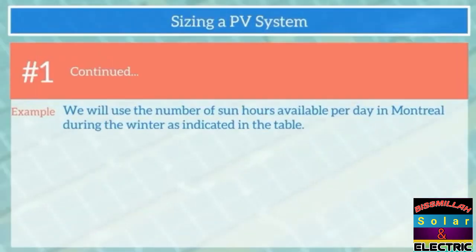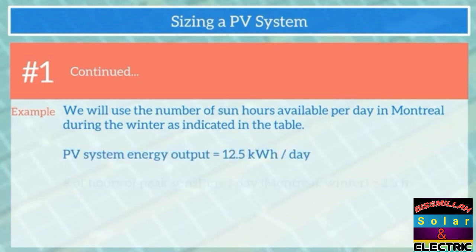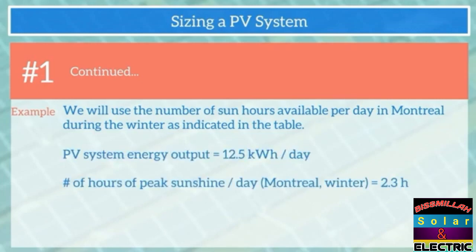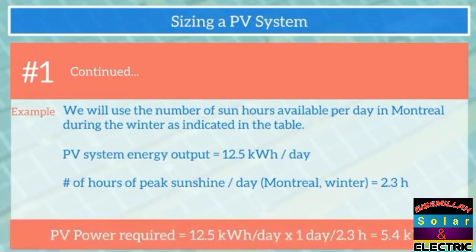Continuing with our example, let's use the number of sun hours available per day in Montreal during the winter as indicated in the table. Recall that the PV system energy output required was 12.5 kilowatt hours per day. And note that the number of hours of peak sunshine per day in Montreal during the wintertime is 2.3 hours. We can calculate the PV power required by dividing the PV energy output by the number of peak sun hours in the winter. This gives us 5.4 kilowatts.